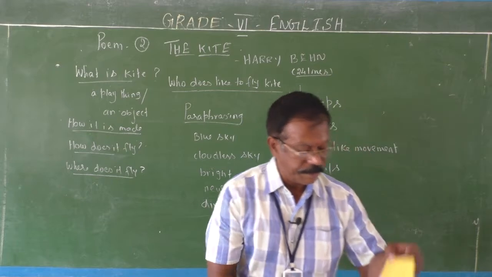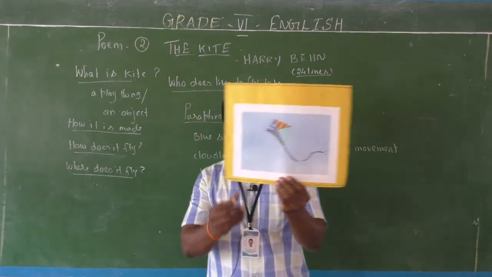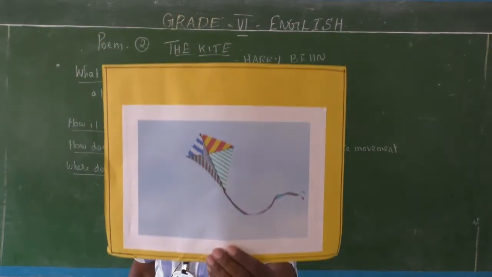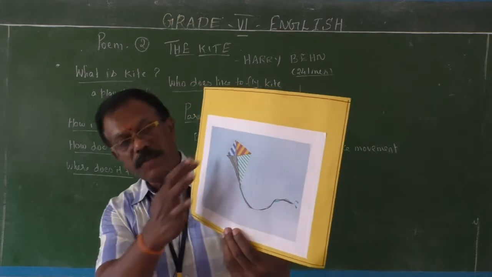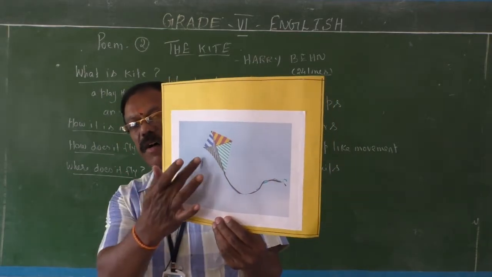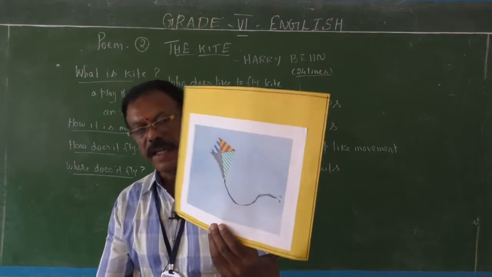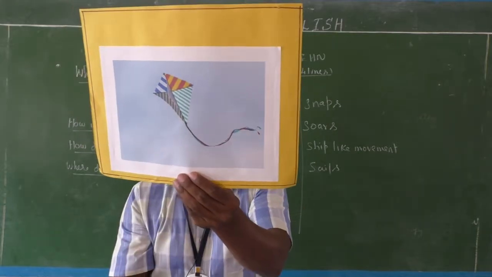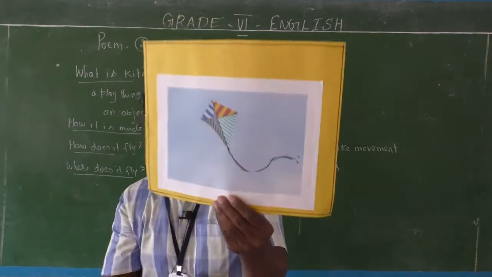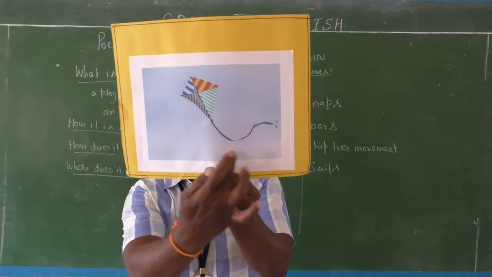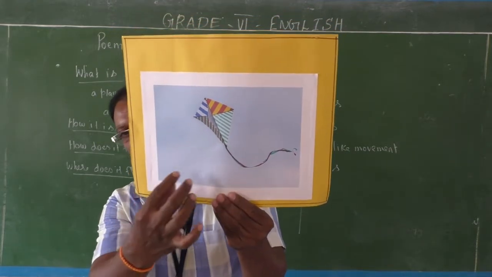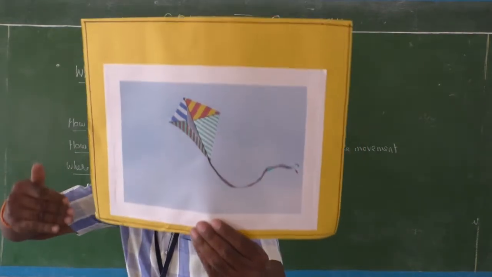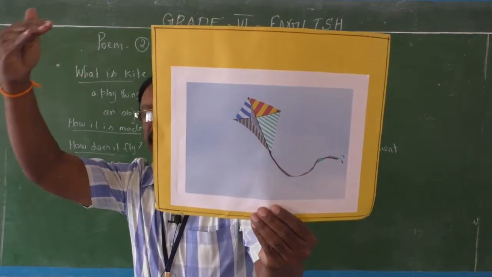I will show you the picture. See this picture. This is how nice it is to see a flying kite in the sky. So it's a kite. It is made of colored papers with soft sticks. Once you finish the frame of the kite, then it is attached with a long tail. It is also attached with a long string. This tail and string will help the kite to fly high in the sky.